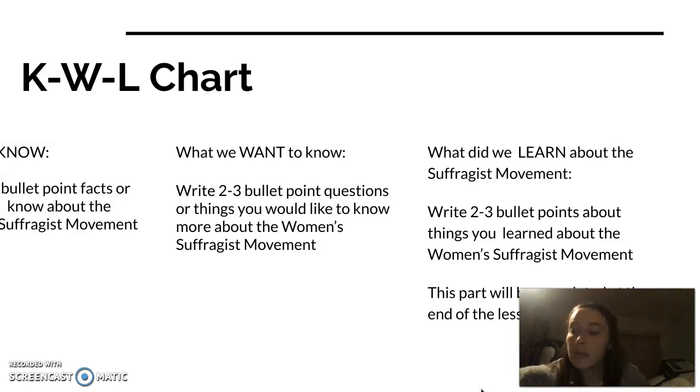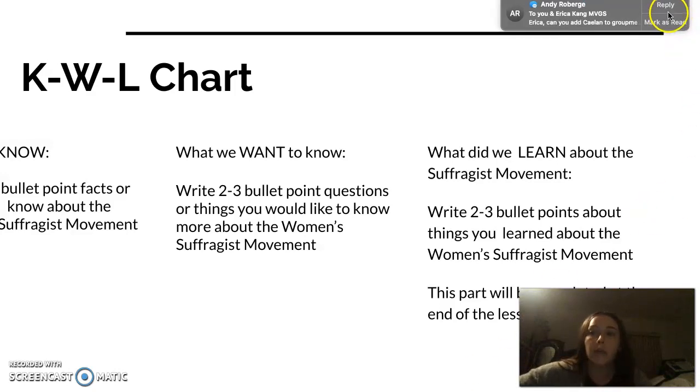Perfect. So what we're going to be moving on to now is our KWL chart. So can I have somebody read to me the first section where it says what we know? Perfect. So the K in KWL chart is what we know. So that's what we already know, and we are going to be activating our prior knowledge during this whole entire thing. So what you're going to do is write 2 to 3 bullet point facts or things you already know about the women's suffrage.